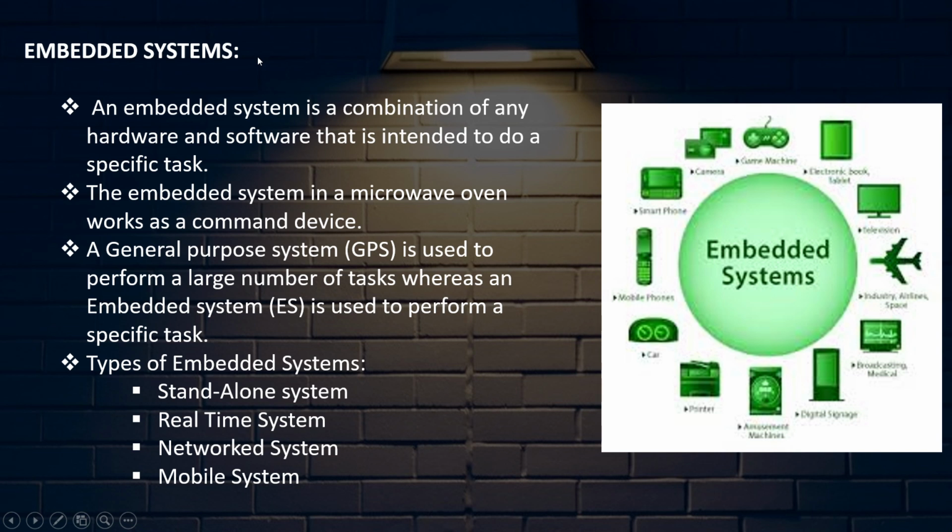So first of all, let us see what embedded systems are. An embedded system is a combination of hardware and software that is intended to do a specific task. The embedded system in a microwave oven works as a command device. A general purpose system, GPS, is used to perform a large number of tasks, whereas an embedded system, ES, is used to perform a specific task. Here there are some types of embedded systems, which are standalone system, real-time system, networked system, and mobile system.